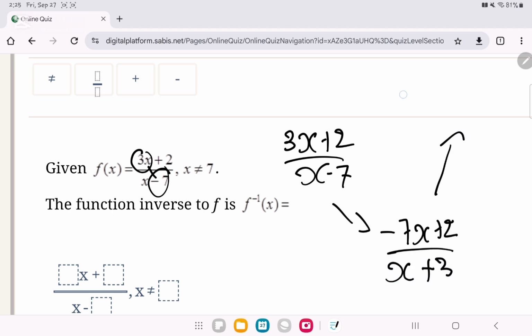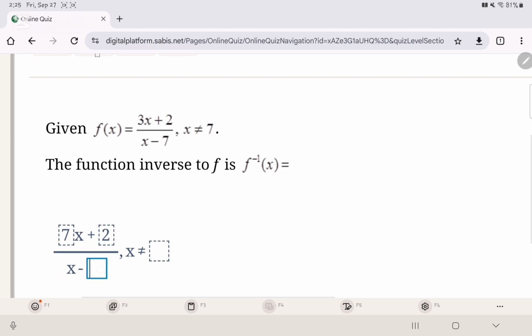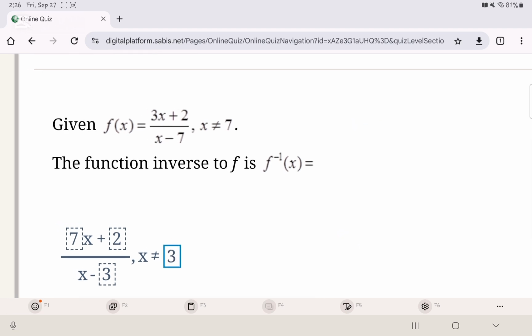Then we're gonna switch the signs. It's gonna be 7x plus 2 over x minus 3. This was the easy way. We got here 7x plus 2 over x minus 3, and the domain x minus 3 is different than 0 because it is our denominator. So then x is different than 3.